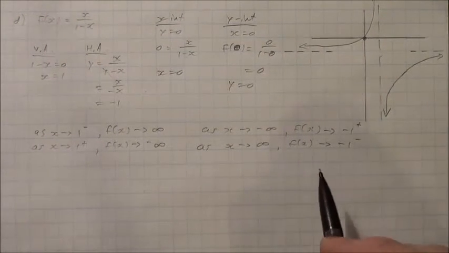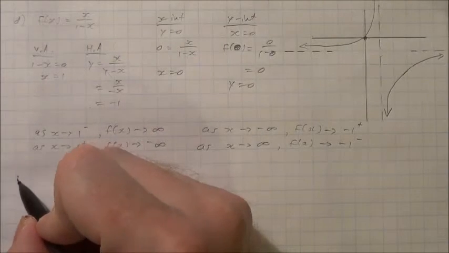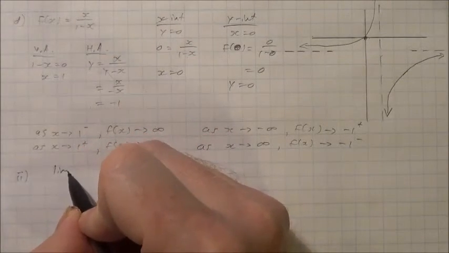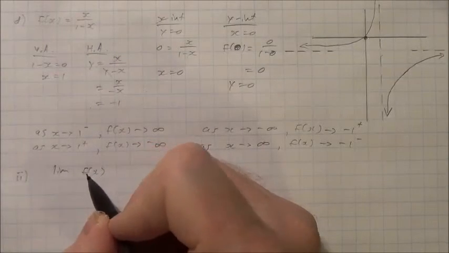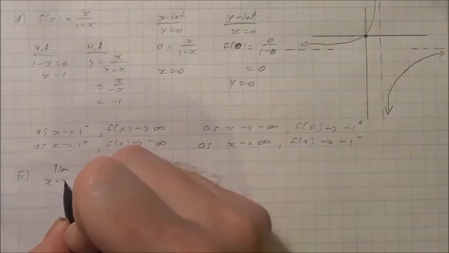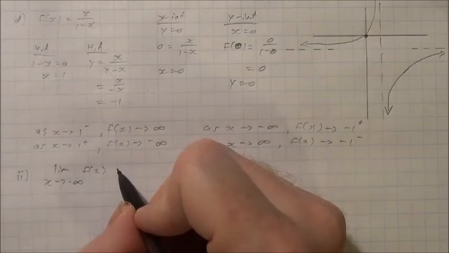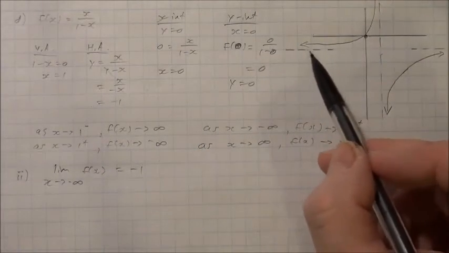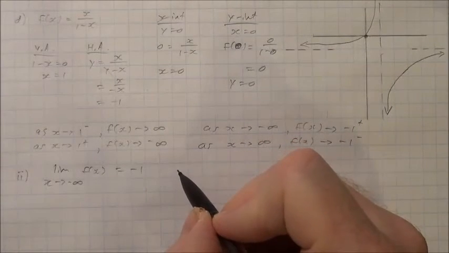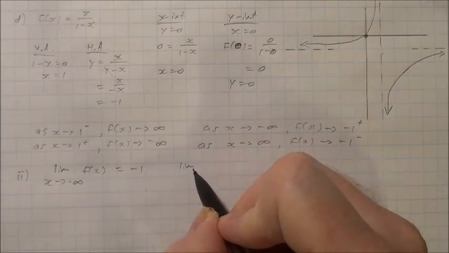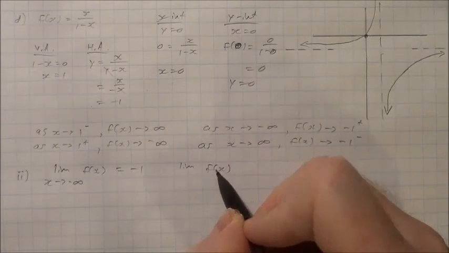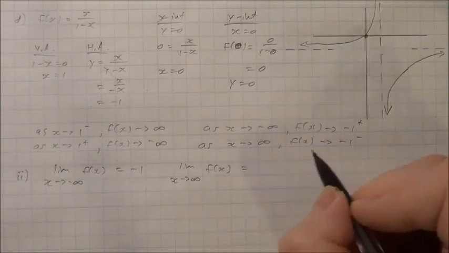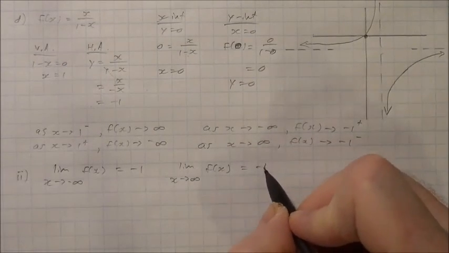Okay, and then we'll take a look at part 2, which is determining the limits. So the limit of f of x as x approaches negative infinity equals negative 1. So it approaches that horizontal asymptote at negative 1. And then the limit of f of x as x approaches positive infinity is also going to equal, of course, negative 1, the horizontal asymptote.